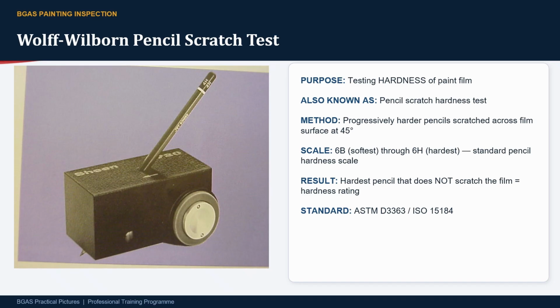This slide shows the Wolff-Wilborn pencil hardness test. The test evaluates surface hardness by pushing pencils of increasing hardness across the coating surface under controlled conditions. The hardest pencil that does not scratch the coating determines the hardness rating. This test is widely used for quality control and comparison of coating systems. Inspectors should understand that hardness is not the same as adhesion or flexibility. Each property must be evaluated independently.